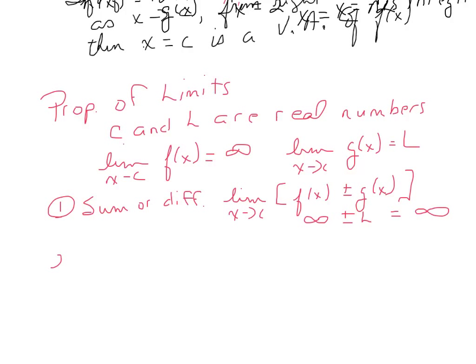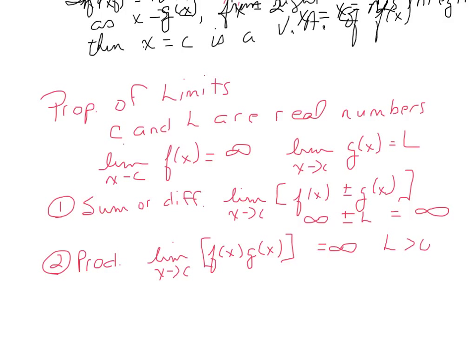If we take the product, the limit as x approaches C of f of x times g of x, if we have infinity times a number, what do you think that limit's going to be? Infinity. It's infinity if L is greater than 0 and negative infinity if L is less than 0.